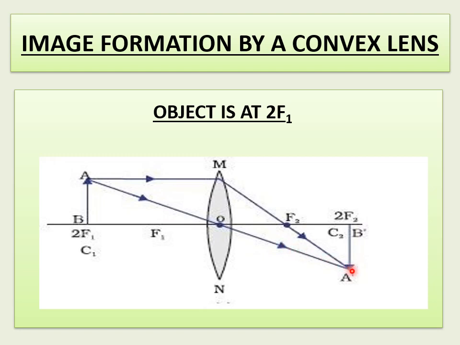So you have to drop a perpendicular from this point to the principal axis. So this will be the image formed at that position, and they have named it as A dash and B dash because this is the image. You have to identify which is object and image, and that is formed at 2f2. So children, you have understood, I hope so.